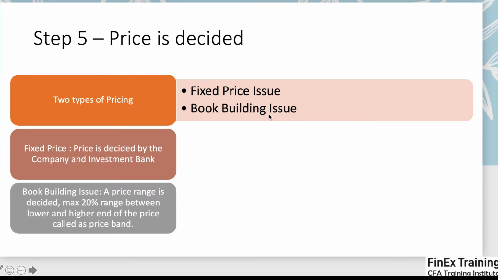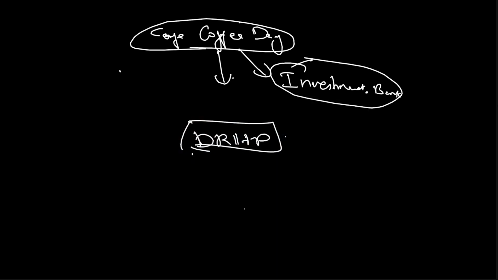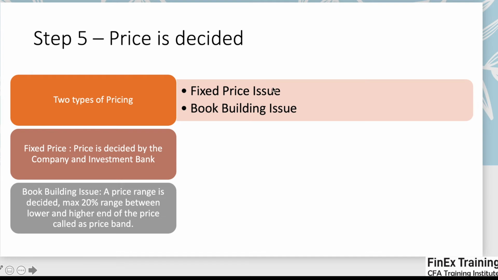Now what is fixed price issue? Fixed price means the company will fix the price. Say for example, imagine the company has fixed the price as 100. So this is the price per share. Per share it is 100. So now it is up to the investors whether to buy or not to buy. If they are interested in applying for the IPO, they should be ready to pay 100 rupees per share. Okay, that is fixed price IPO.